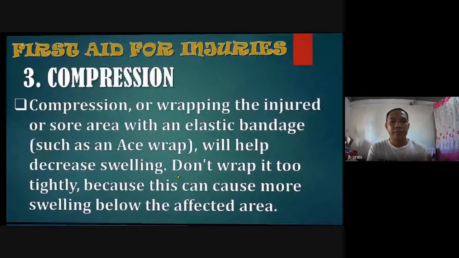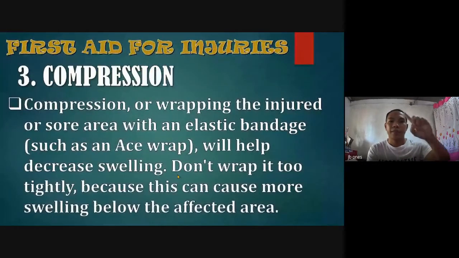So the third, for the RICE: R for the rest, I for the ice, and C for the compression. Compression is connected to what you do after the ice or heat compress. Compression means wrapping the injured or sore area with an elastic bandage such as an ACE wrap, which will help decrease swelling. Don't wrap it too tightly because this can cause more swelling below the affected area.